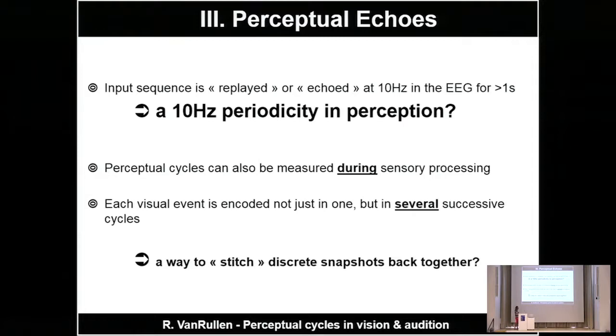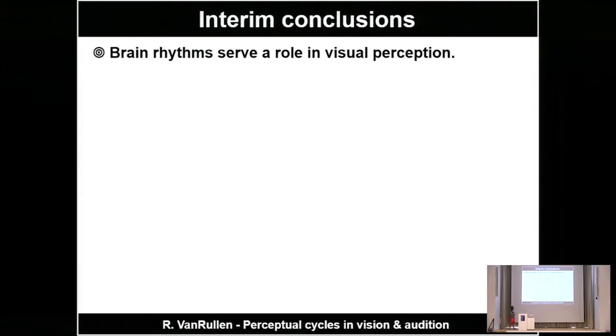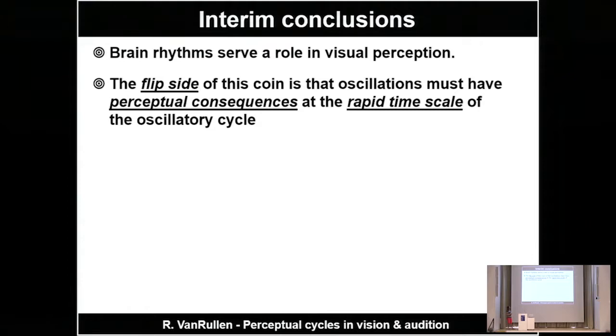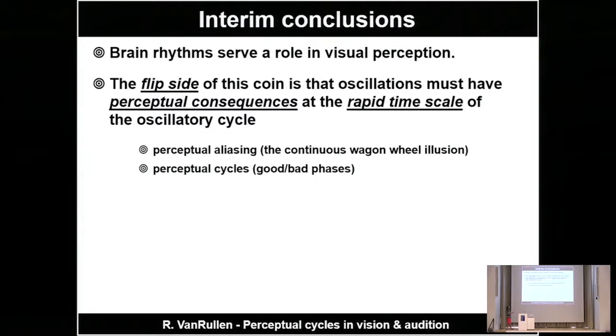All right, so let me conclude about vision before we move on to audition. What I've told you is that many people believe that brain rhythms serve a role in visual perception. And what we have argued is that there has to be a flip side to this coin. And the flip side is that oscillations should then have perceptual consequences, even at the very rapid timescale of the oscillatory cycle itself. So some consequences include perceptual aliasing, what I call the perceptual cycles, a succession of good and bad phases in the ongoing EEG. And just now, you've seen perceptual echoes, a reverberation of sensory information around 10 hertz.